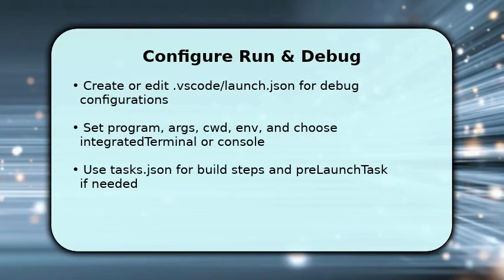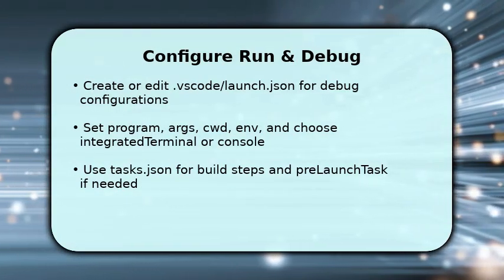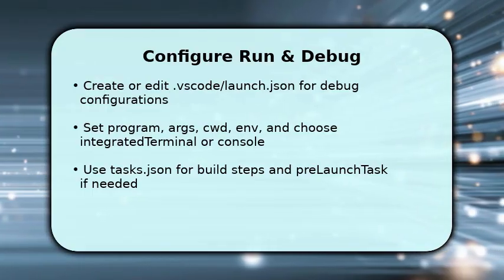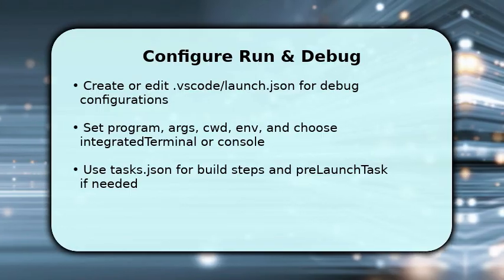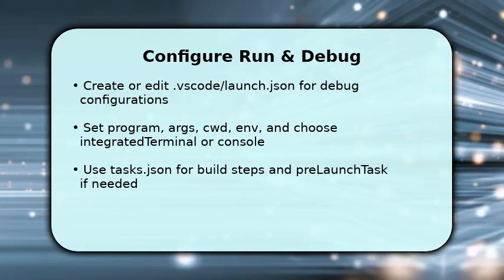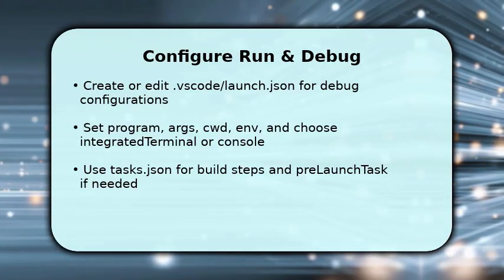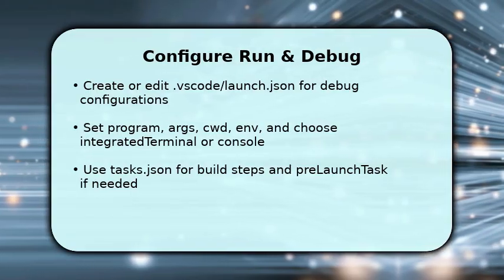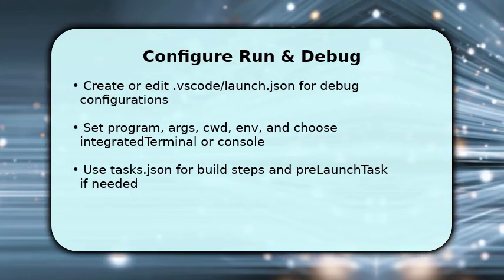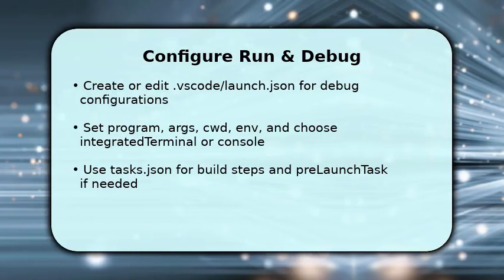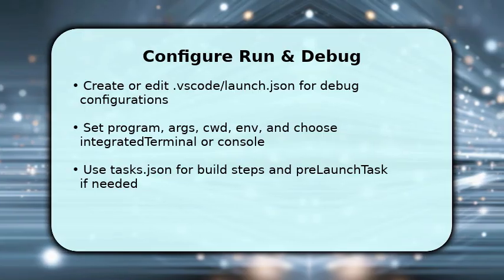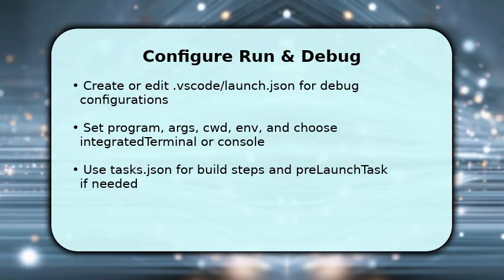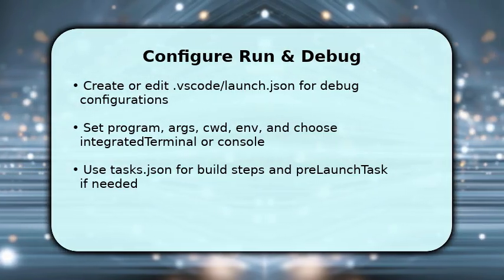You now configure the run and debug workflow so execution matches your needs. Open the Run view and add a launch configuration. Specify the program file, arguments, working directory, and environment variables because these control how the app starts. Choose Integrated Terminal when you want interactive input or the console for logs. If you need a build step, add a task and reference it as pre-launch task. This keeps compile and run steps consistent and repeatable across runs.